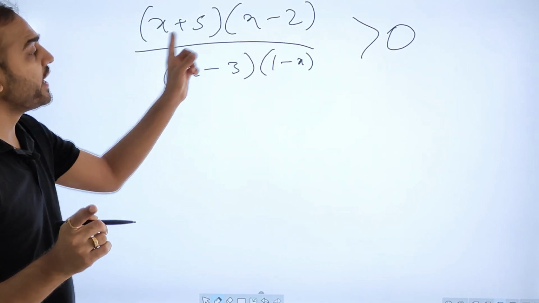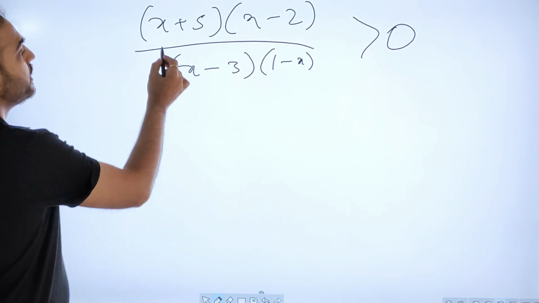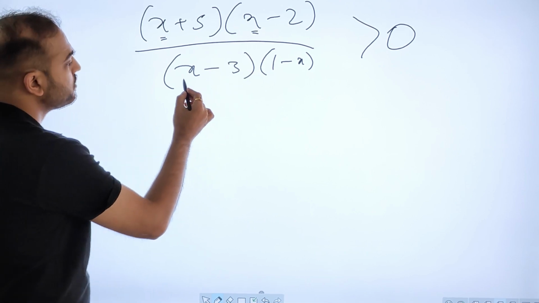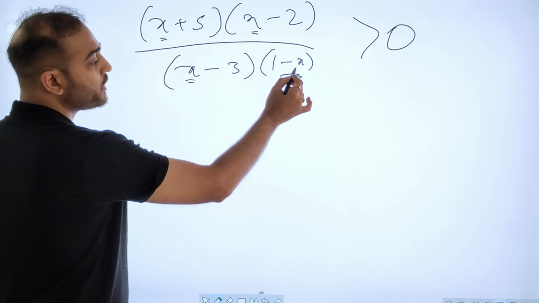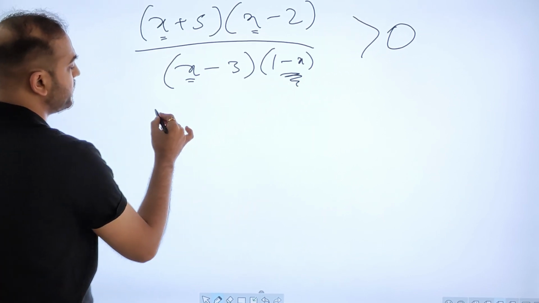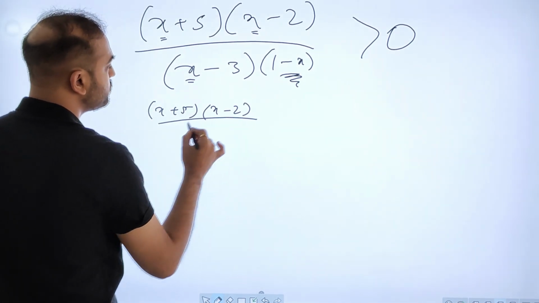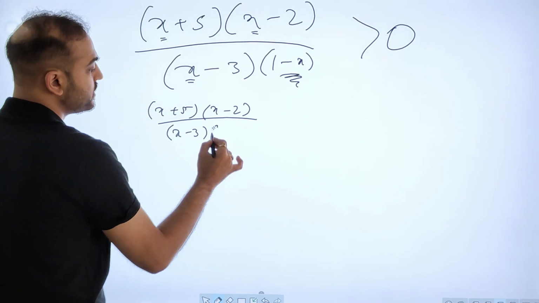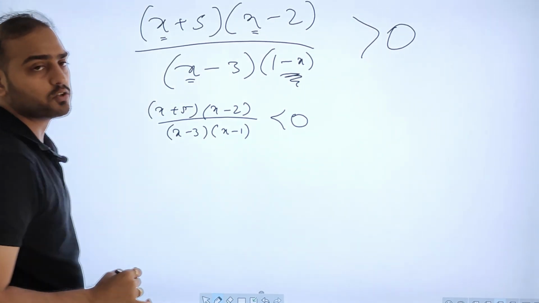The coefficient of x should always be positive. The highest term of x should always be positive. It is positive here, positive here, positive here, not positive here. So what do I do? I multiply this, or I take the minus sign out and send it to the other side. So I have (x + 5)(x - 2)(x - 3)(x - 1) less than 0.